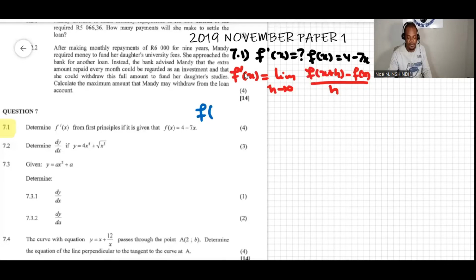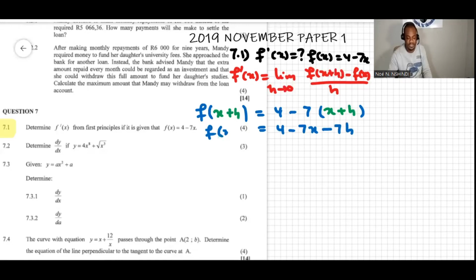Now, f of x plus h means wherever we have x, we substitute x plus h. Initially, f of x was 4 minus 7x, right? So instead of writing x, I'm going to write x plus h. If we simplify, this makes 4 minus 7x minus 7h. That's f of x plus h.